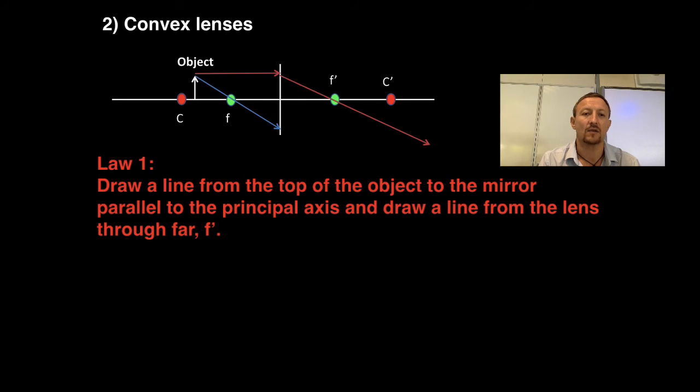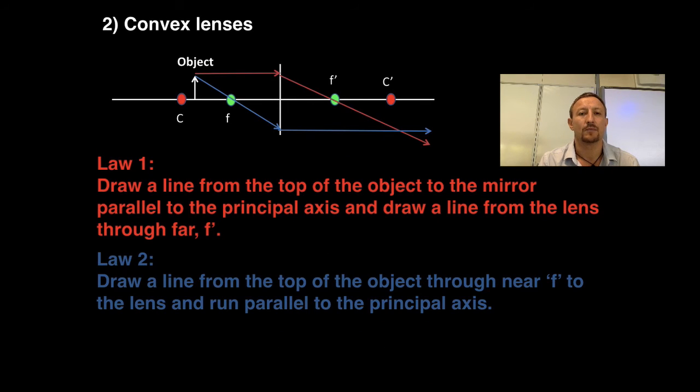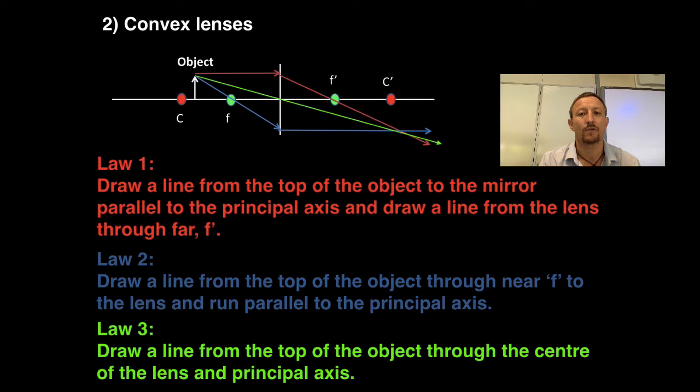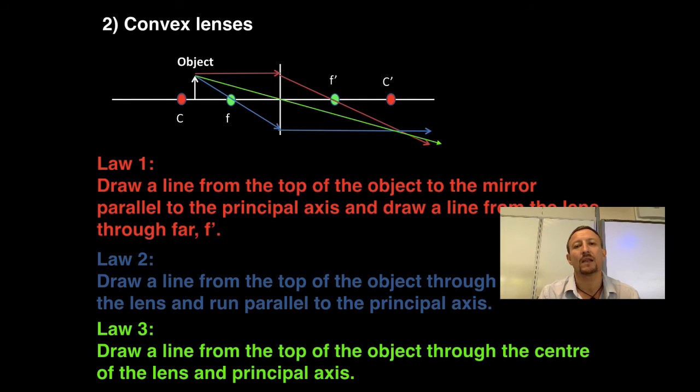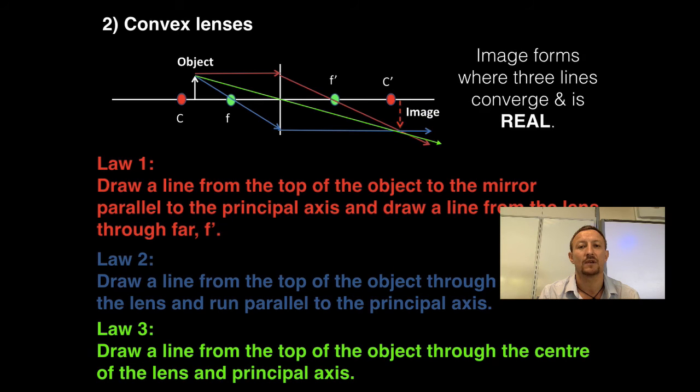For my second law, I pass from the top of the object through the near focal point and then run parallel with the principal axis. My third law goes from the top of the arrow through the center, and you can see all three lines there converge just beyond the center of curvature. Because they converge on the opposite side as the object, I can put a screen there and it's focusing my image, and as a result there's actual light there, so the image is real.